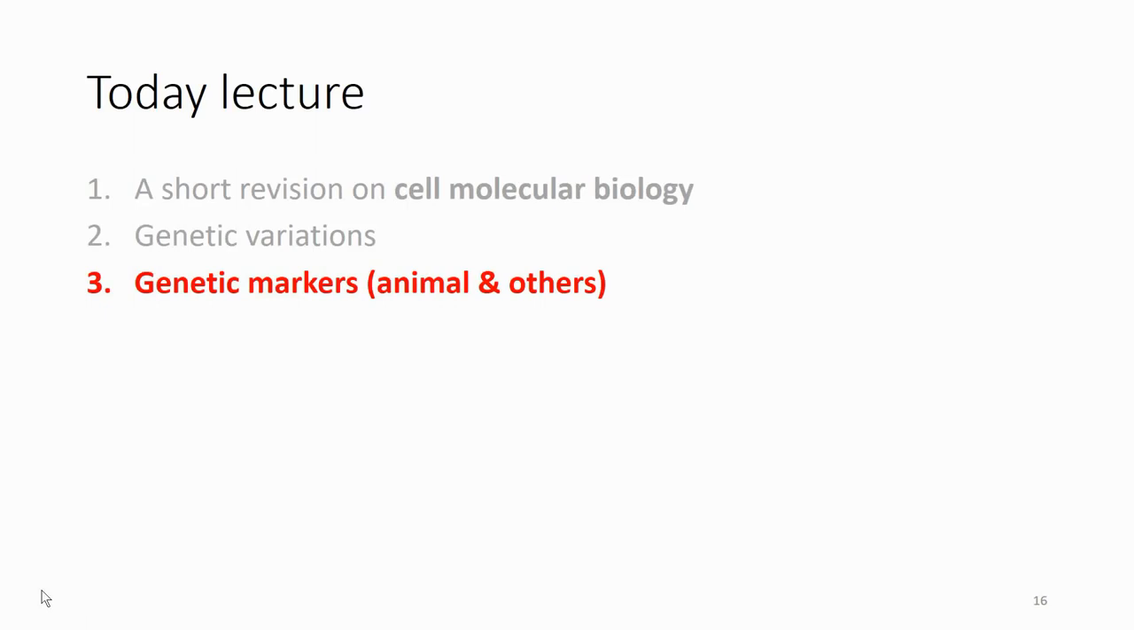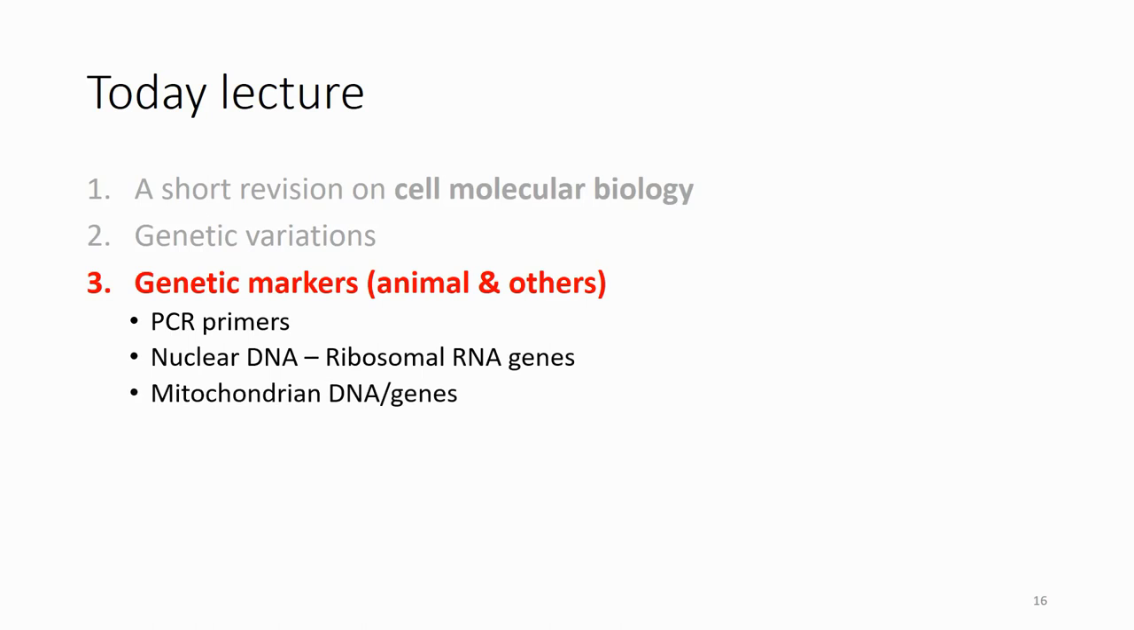So after we have revised some of the knowledge on cell molecular biology and gene variation, now we can move to our topic, the gene marker. Without you realizing, actually for your PCR, the reason we need to include the PCR primer in our PCR reaction is because you only want to study a certain part of the genome, and this part of the genome is usually what we call the gene marker.